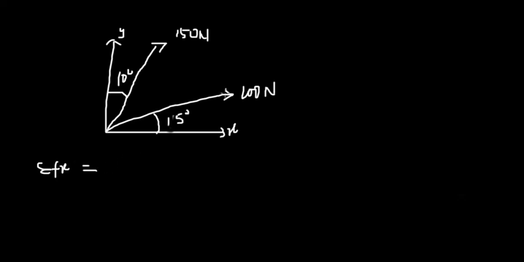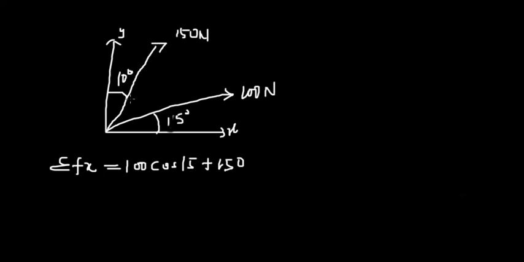Resolving the force along the x-axis, you could notice that this angle 15 degrees lies in between the force and the x-axis, so we use cosine. So we have 100 cos of 15 degrees. And then we have the force of 150. For the 150 newtons, the angle doesn't lie in between the x-axis and the force. The angle for 150 lies in between the 150 newtons and the y-axis.